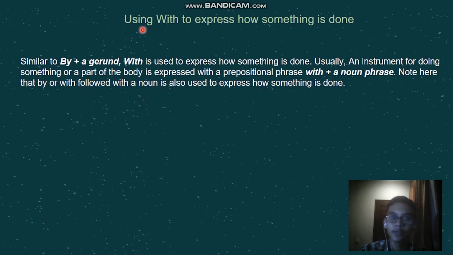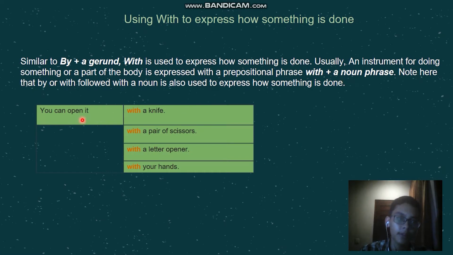Second is how to use with to express how something is done. Similar to by plus gerund, with is also used to express how something is done. Usually, an instrument for doing something or a part of the body is expressed with a prepositional phrase, with plus a noun or noun phrase. For example, you can open it with a knife, or with a pair of scissors, or with a letter opener, or with your hands.